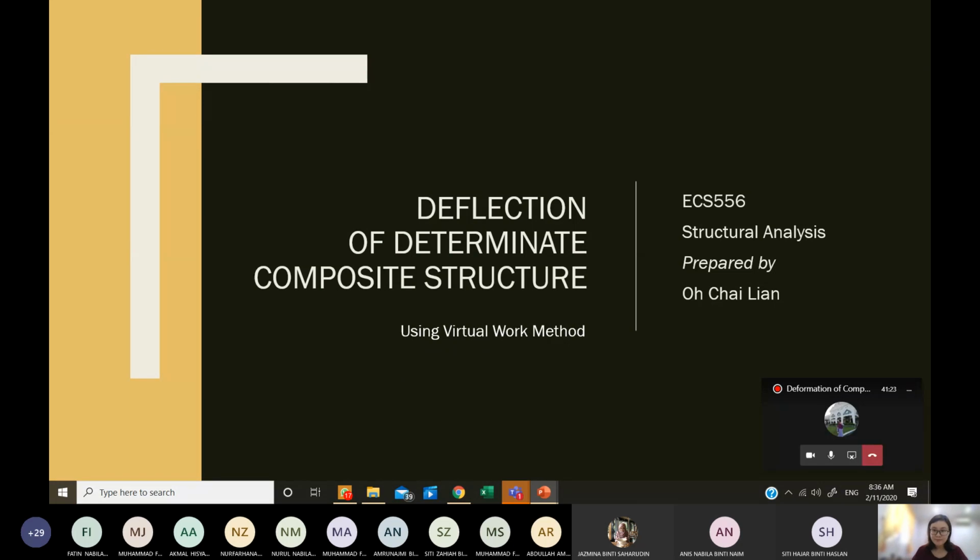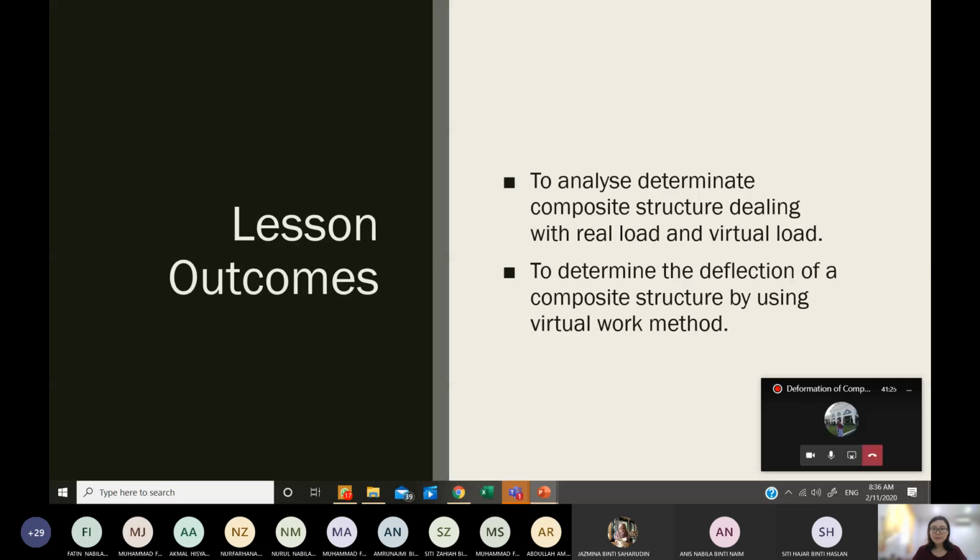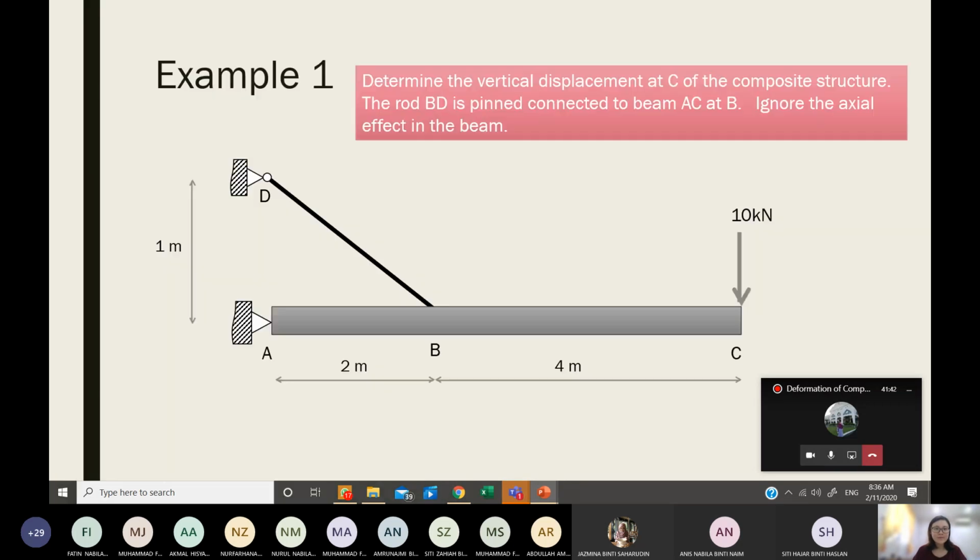This is our scope. So the lesson outcomes: we are going to determine the deflection of the composite structure dealing with real load and virtual load. Again, because we are using virtual work method, we need to create two structures to determine the deflection of a composite structure. So these are our lesson outcomes.